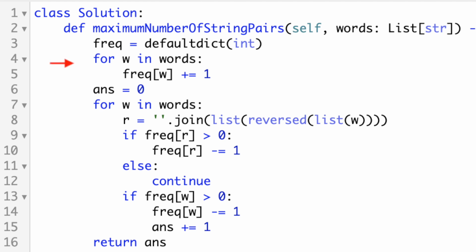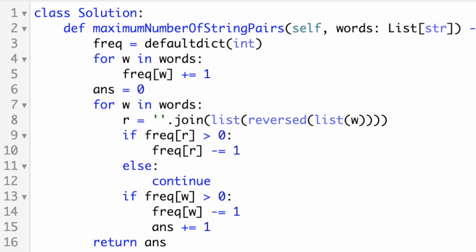So anyway, for the first question, the solution is straightforward. First, calculate the frequencies of all the words. Then, for each word, try reversing it and check for a match. If there is one, decrease the frequency of both the word and its reverse counterpart by 1, increment the answer by 1, and eventually return the answer.